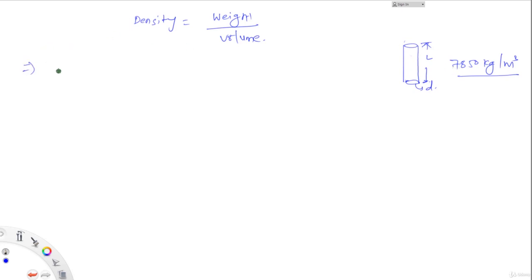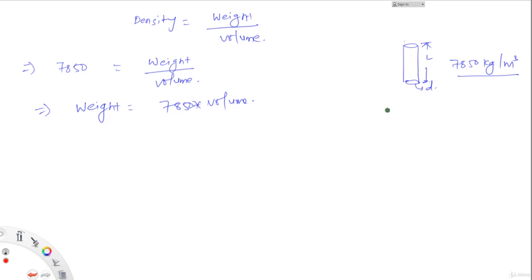So this implies that 7850 is equal to weight by volume. So I am finding the weight, so I'll write weight over here. This is equal to 7850 times volume. Now, as this rebar is in cylindrical shape, I can use the formula for the volume of the cylinder in order to find the volume of this rebar.